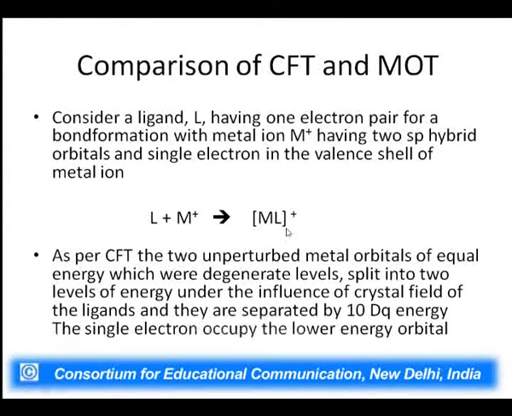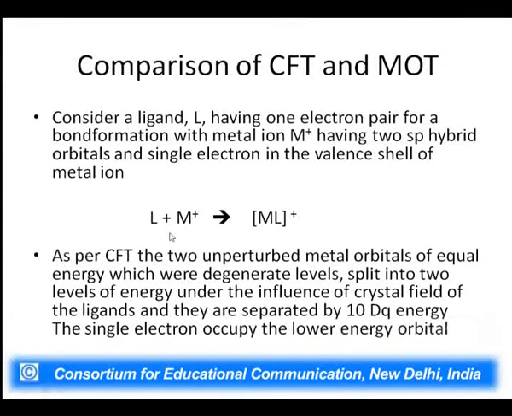Now we would like to treat this complex from both the models. That means we will make CFT considerations of what energy changes would take place if we consider this complex formation, a simple complex, a metal ion with two sp hybrid orbitals and a ligand with an electron pair. It is going to form a bond between the two. These two are going to form a simple complex ML, and this metal which we are considering is having only one electron in the valence shell.